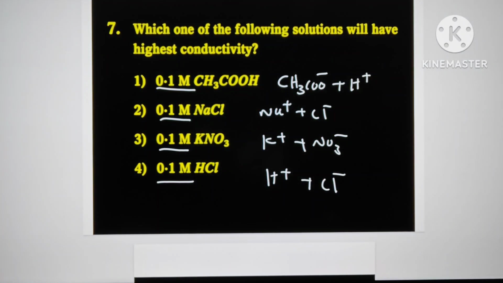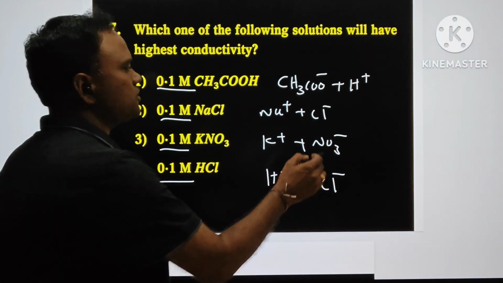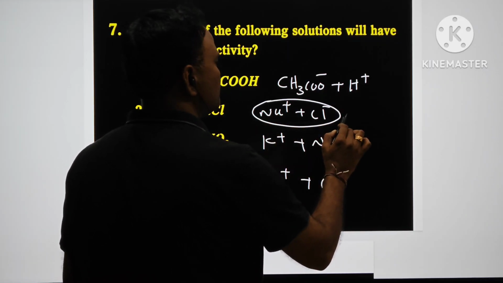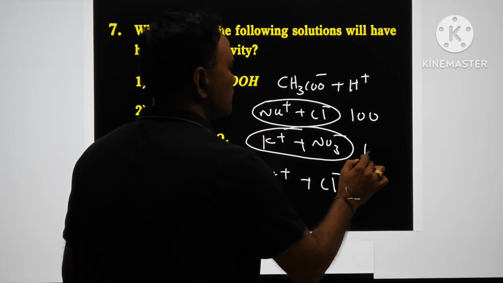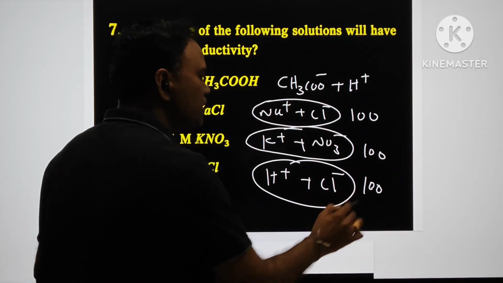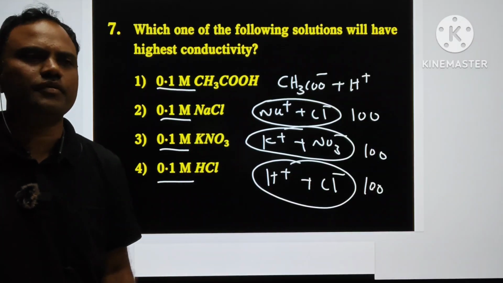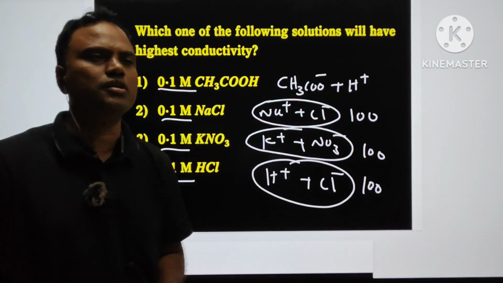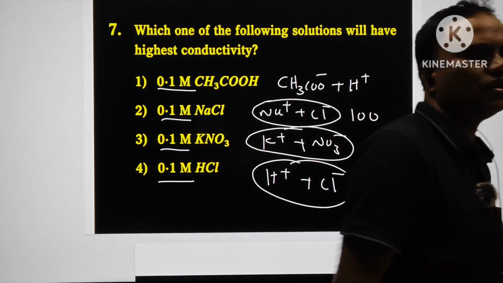Now, molarity is the same, so you will get the same number of ions. For example, if you get 50 Na plus and 50 Cl negative, that is equal to 100. Here also you will get the same 100. Here also the same. So you are getting the same number of ions. Why? Because 0.1 molar, the same concentration, is given. Then on what basis can we predict the conductivity order?